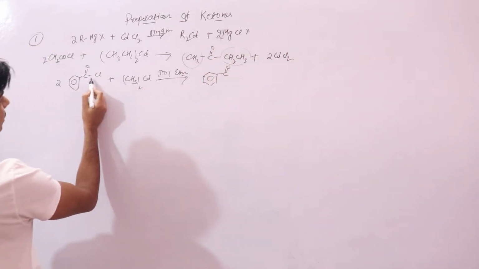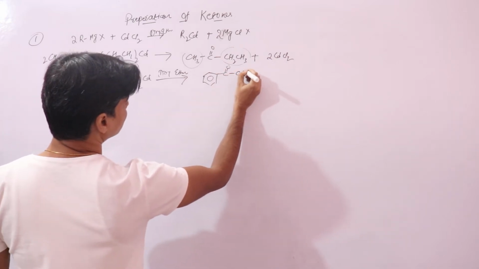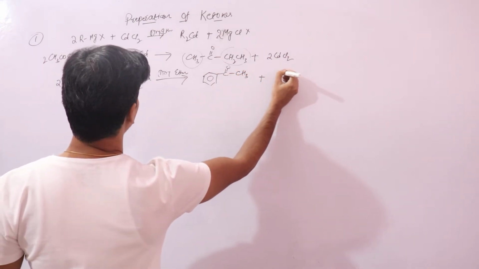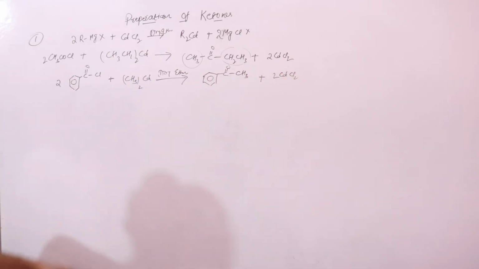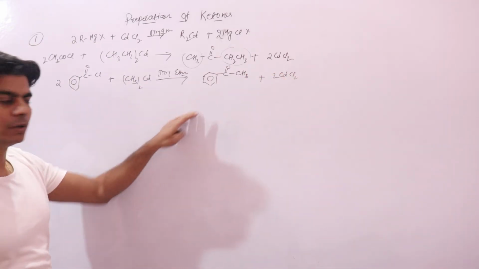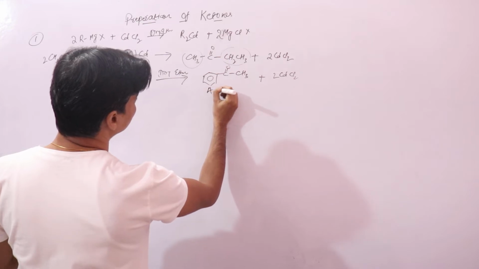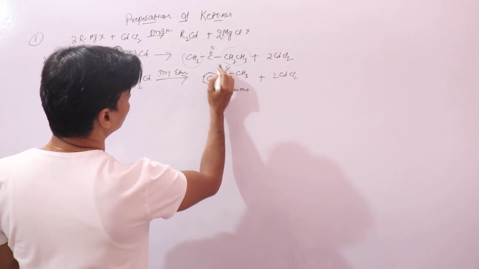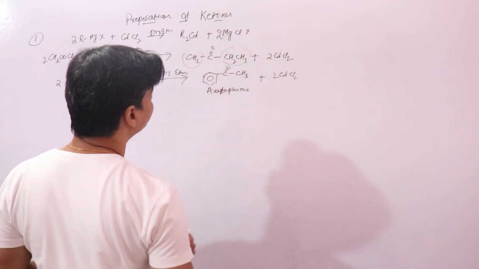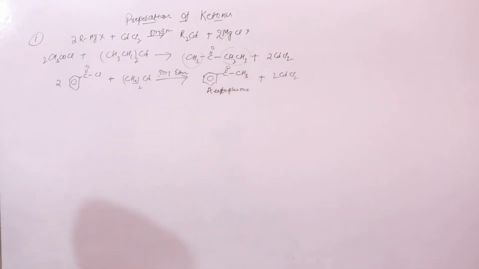Now here this methyl will replace this Cl, and then you have CdCl2. So this is your acetophenone, and this is your ethyl methyl ketone.